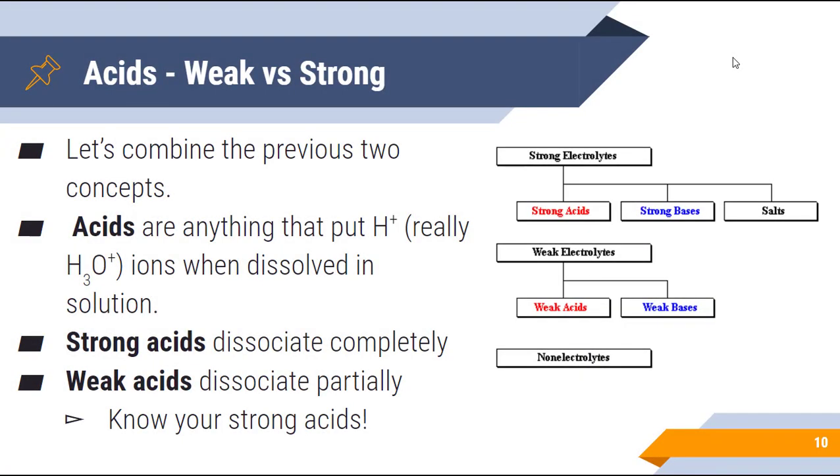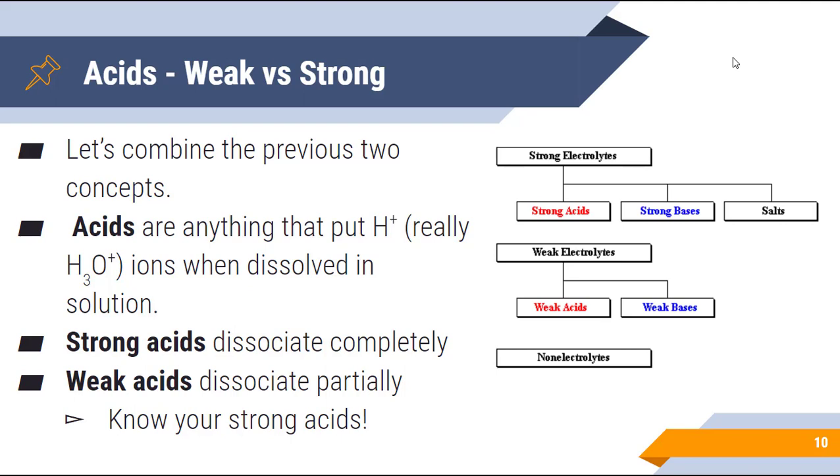So let's combine the previous two concepts that we've talked about. Acids are anything that put H into solution when dissolved. So we can differentiate these into strong and weak acids. Strong acids, much like strong electrolytes, are ones that completely dissociate when you put them into solution. Weak acids only dissociate partially. So it's really important to know your strong acids, and I would actually commit these to memory. There are 6 strong acids that I want to make sure that you know.